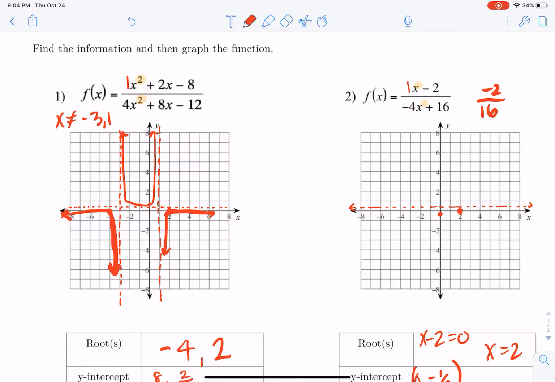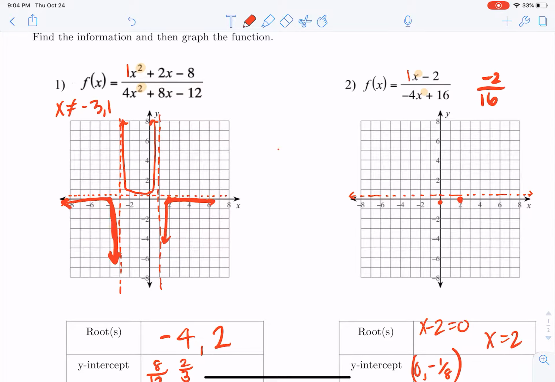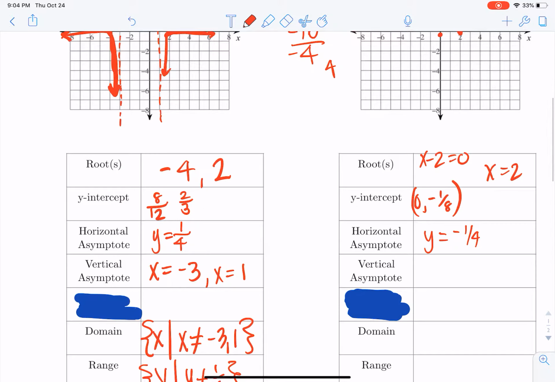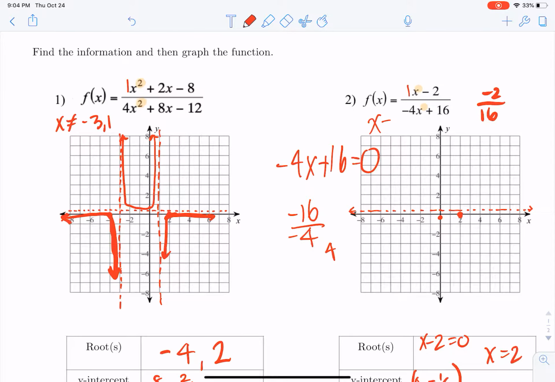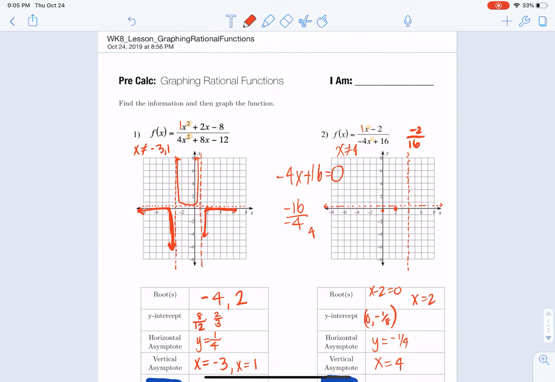For my vertical asymptote, I can set my denominator equal to 0, so negative 4x plus 16 is equal to 0. So I will get negative 16 divided by negative 4 is equal to x, so positive 4. So when x is equal to 4, which means that x can't equal 4. So here at positive 4, I can sketch in my vertical asymptote and make that a little nicer up top.